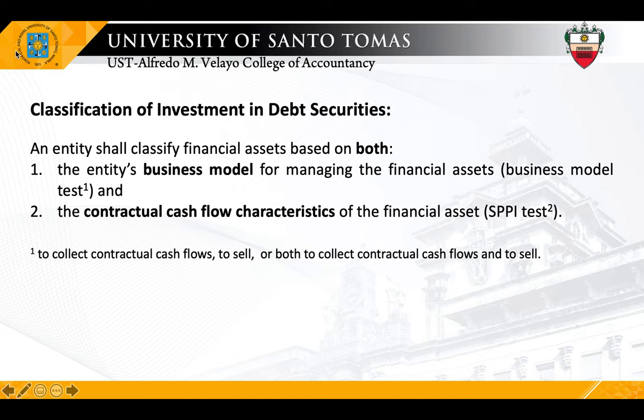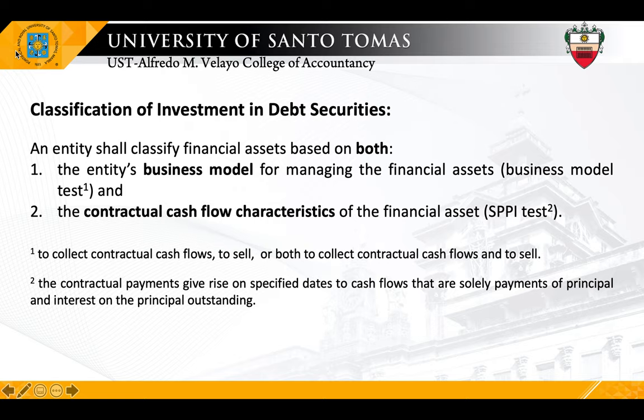So when we say collect contractual cash flow, it is actually collection of the principal and interest. When we say to sell, so maybe the business model of an entity is to sell financial assets when opportunity from profit-taking arises. Halimbawa, tumaas yung fair value because of fluctuations in fair values and interest rates. And the third one, the hybrid, so both collecting cash flows, payment of principal and interest, and selling the asset when opportunity arises. So the contractual payments give rise on specified dates to cash flows that are solely payment of principal and interest on the principal outstanding. So this is the SPPI test.